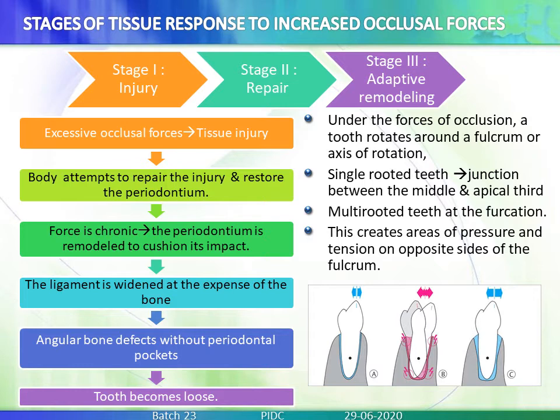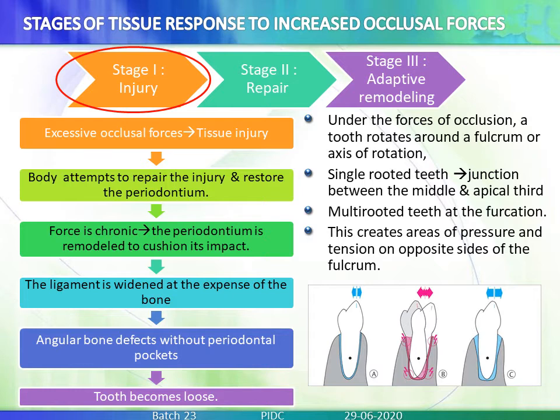So first, to start with stage 1, that is the stage of injury. Under the forces of occlusion, a tooth rotates around a fulcrum or an axis of rotation. For example, in case of a single rooted tooth, the axis of rotation is present at the junction between the middle and the apical third, whereas in case of a multi-rooted tooth, it's at the furcation area. This creates areas of pressure and tension on opposite sides of the fulcrum.